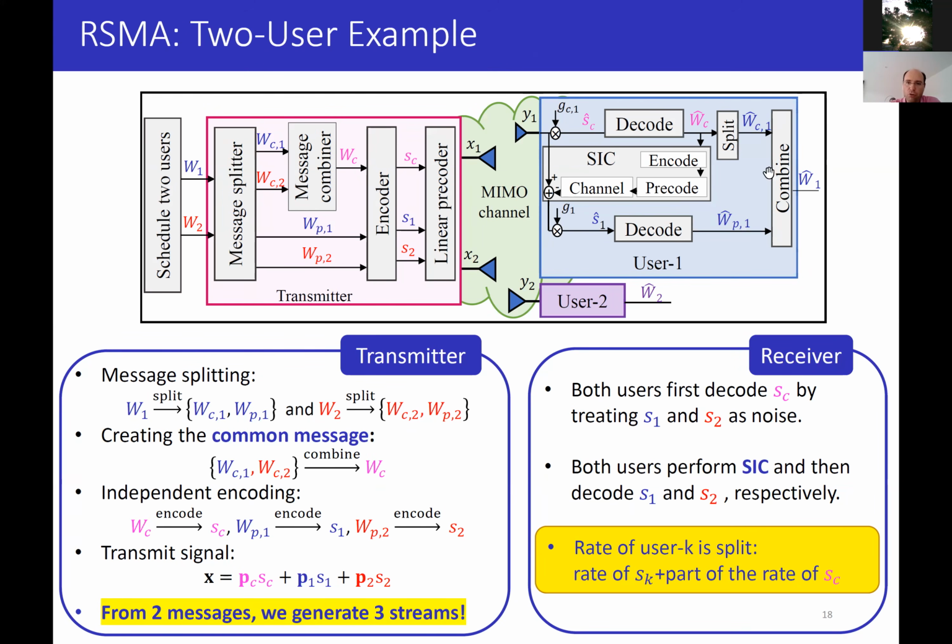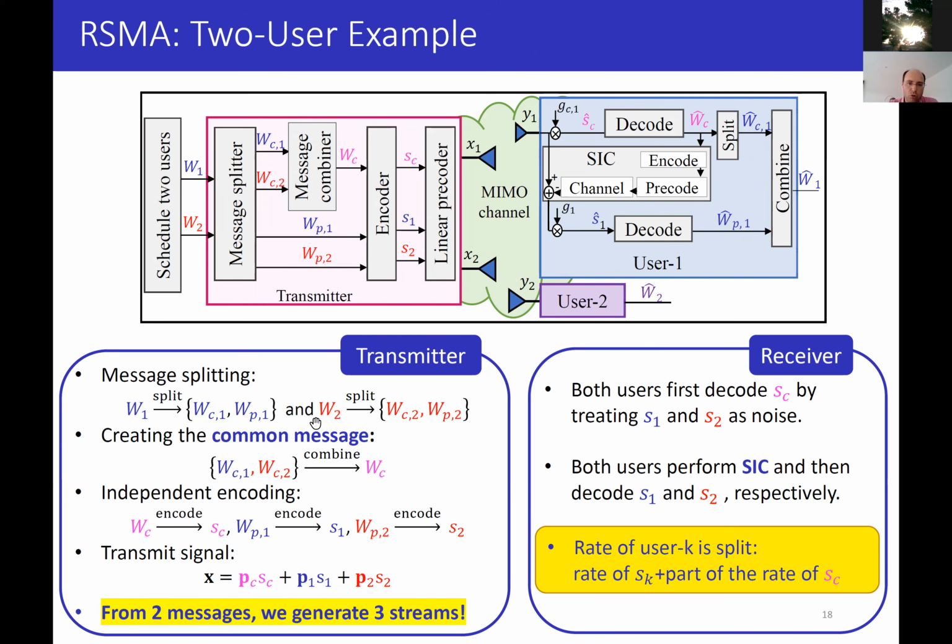The receiver for user 1 is actually the same architecture as for user 2. So user 1 and user 2 will use an SIC receiver. What we do here is take those two messages, and instead of encoding them directly into two streams, S1 and S2, we split them. We take the message of user 1 and split it into two parts, WC1 and WP1. This is what is written here.